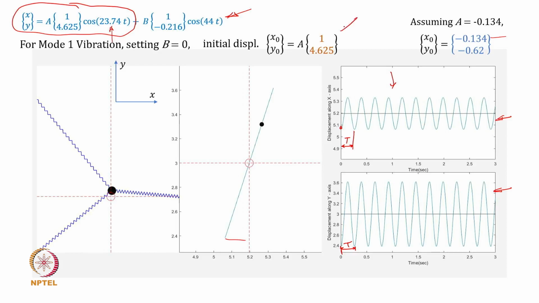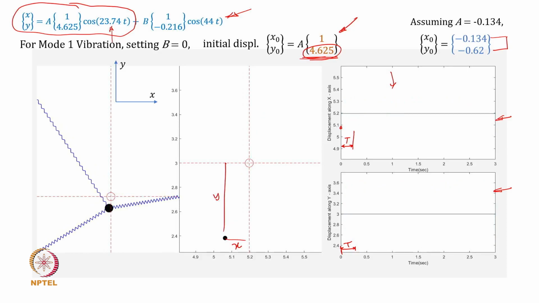That is possible because we give initial conditions that are conforming to the mode shape that has been obtained for that particular frequency. So the first mode shape is 4.625. So we ensured that at t equal to 0, that ratio is maintained, and so if you see this x and this y, the ratio is going to be 4.625, and that is why it has executed that motion. Let's now look at similarly what happens to the second mode.